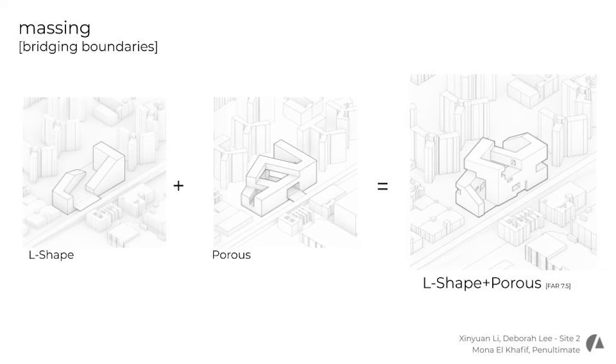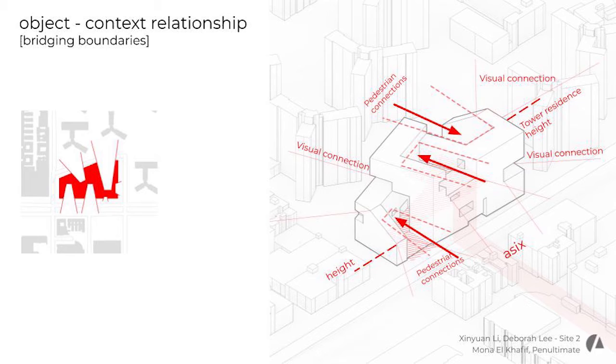Setting the L-shaped scheme as a base that has a sloped courtyard that becomes a diagonal connection between the viaduct and the tower residence, and adapting the porous scheme to be able to increase FAR as well as to create a series of open spaces in different dimensions to provide view connection in multiple ways. To bridge the boundaries, we contextualized our massing.